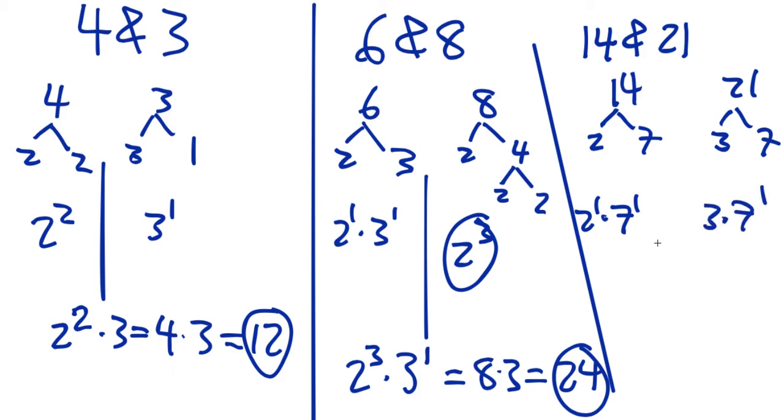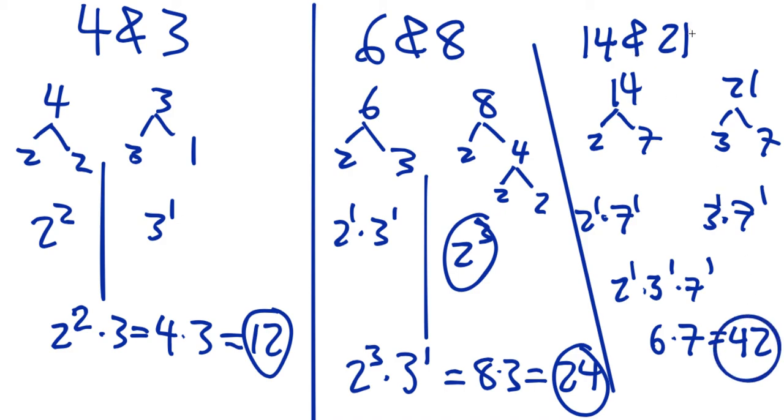So again, we go through the numbers. Highest power of 2, oh, 3 to the first. I didn't write that. It's going to be 2 to the first times, oh, look like 3. The highest power there is 3 to the first. Highest power of 7 is 7 to the first. 2 times 3 is 6. That's going to be 6, times 7, which is 42. And that's the LCD of 14 and 21.